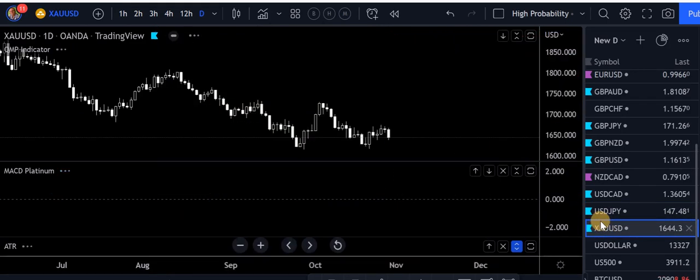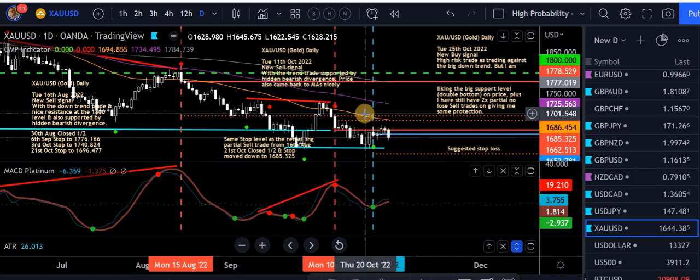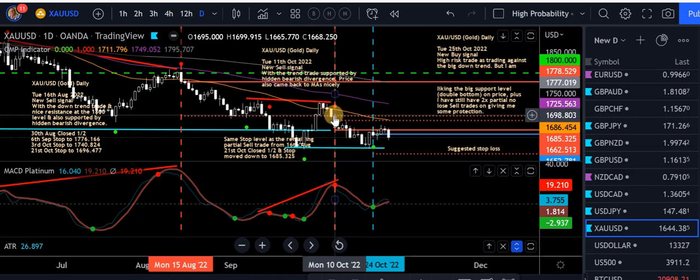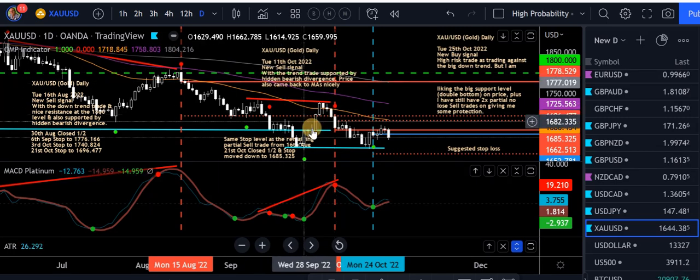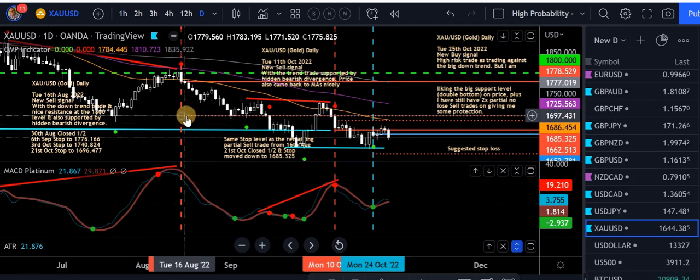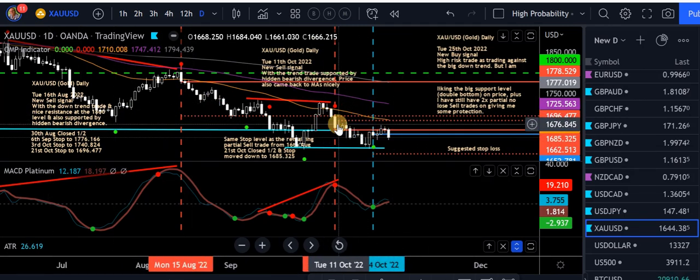Gold, XAU USD. I think I'm in a few trades here. Yep, sell here. Sell here. It's the 11th of October. See what we've done here. Don't worry about that one. We can't lose on this one. That's fine. There's a stop there. Here's a stop for the 11th.